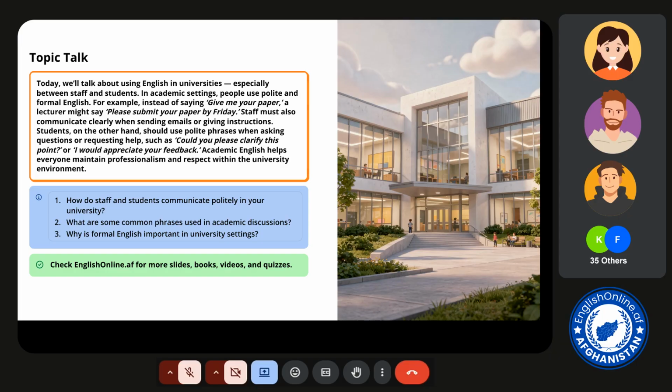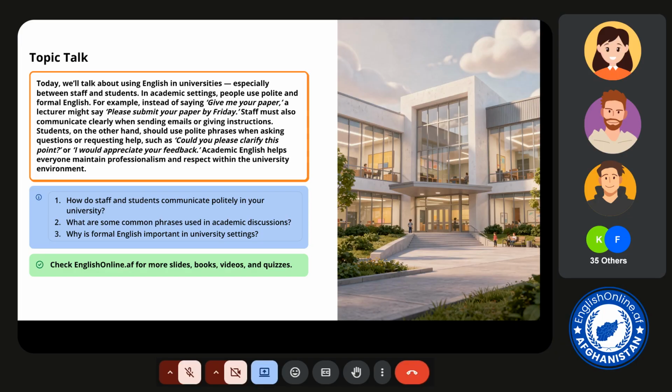Welcome. Today we will talk about using English in universities, especially between staff and students. In academic settings, people use polite and formal English. For example, instead of saying, give me your paper, a lecturer might say, please submit your papers by Friday. Staff must also communicate clearly when sending emails or giving instructions.